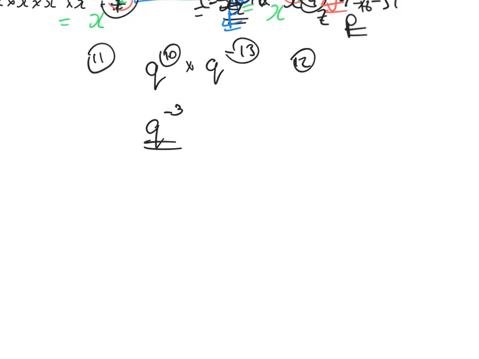Okay, example 12. p to the 6 times p to the minus 8. Okay, 6 add minus 8. 6 minus 8, that's minus 2. p to the minus 2.